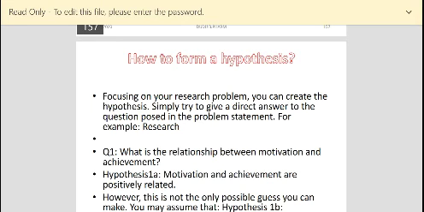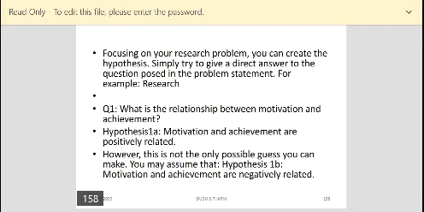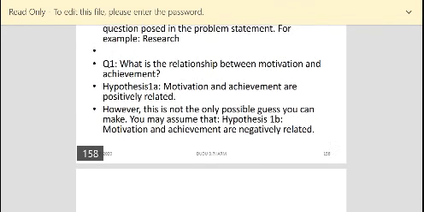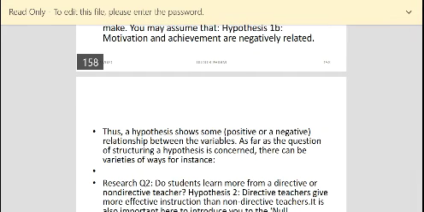Let's see how to form a hypothesis. Focusing on your research problem, you can create a hypothesis. Simply try to give a direct answer to the question posed in the problem statement. For example, let's see this question 1: what is the relationship between motivation and achievement? Hypothesis 1 might be motivation and achievement are positively related. This is H1, which says motivation and achievement are positively related. However, this is not the only possible guess you can make. You may assume hypothesis 2, motivation and achievement are negatively related. Or the hypothesis may show some positive or negative relationship between the variables.